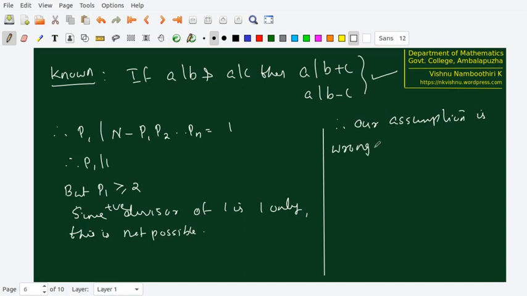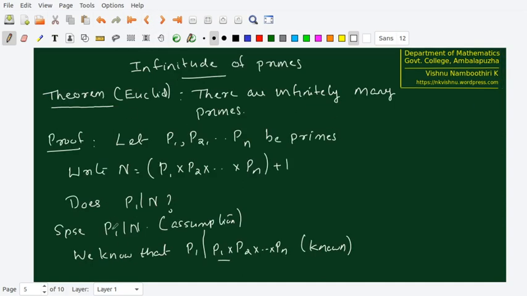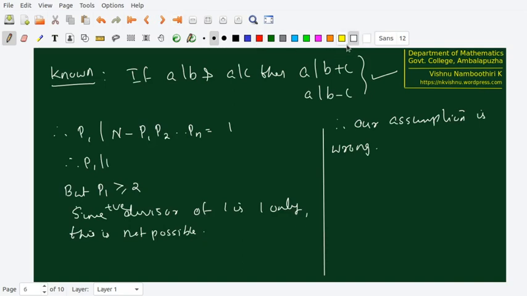So what is our assumption? Our assumption is that P1 divides N. This has to be wrong. This is not correct. So P1 cannot divide N. So P1 cannot divide N.